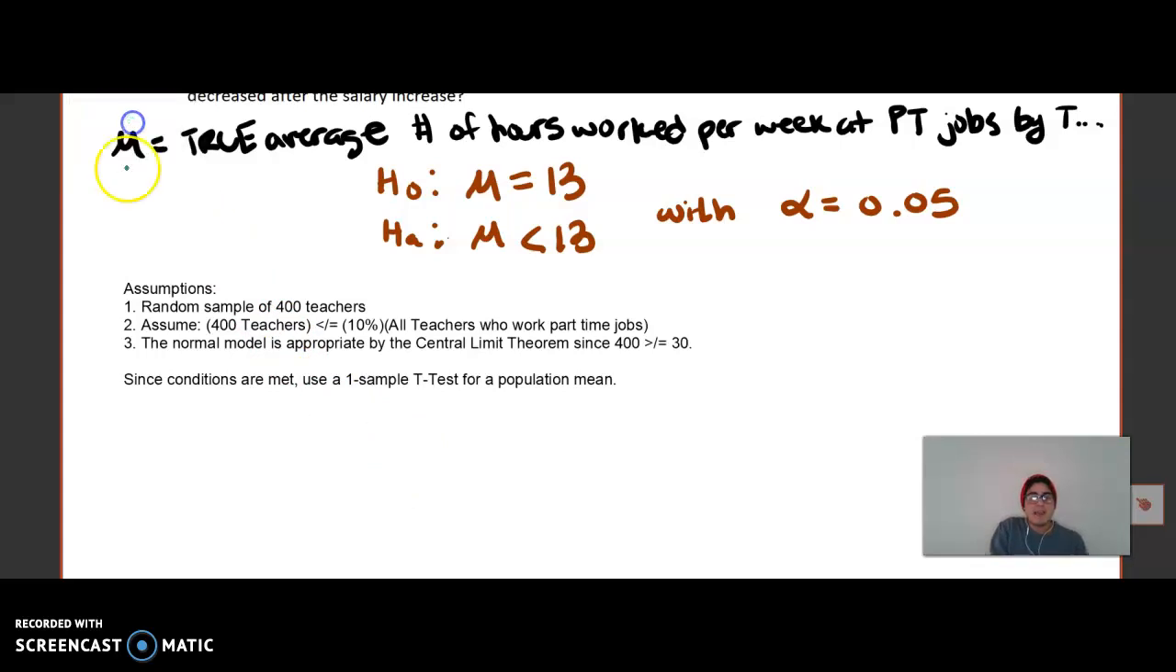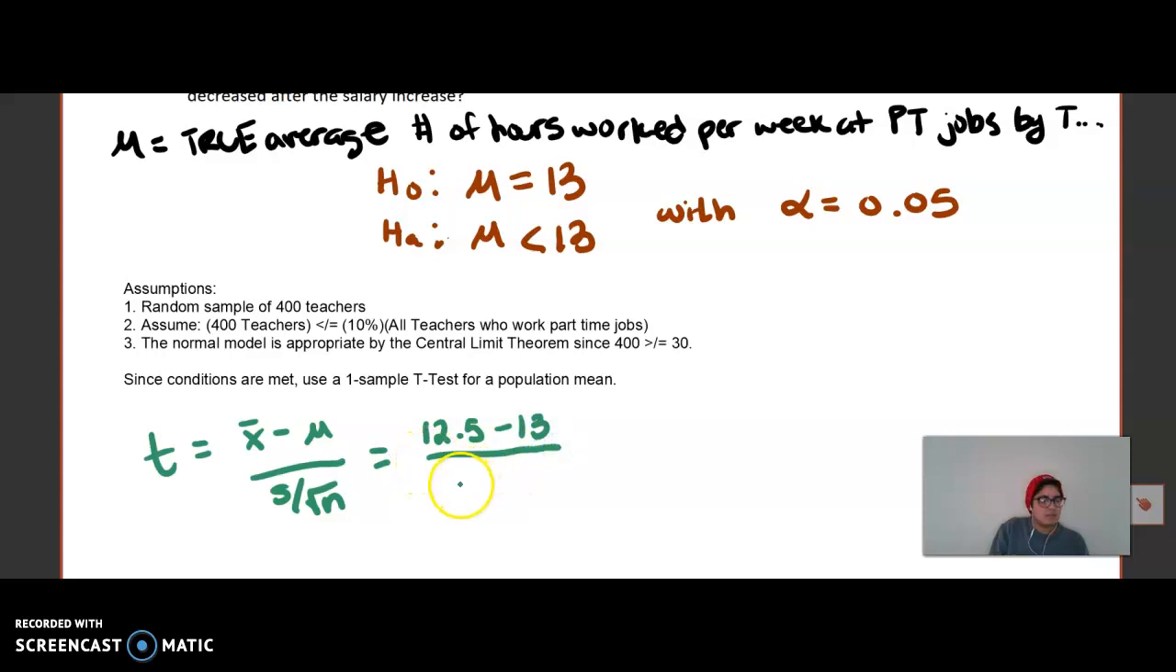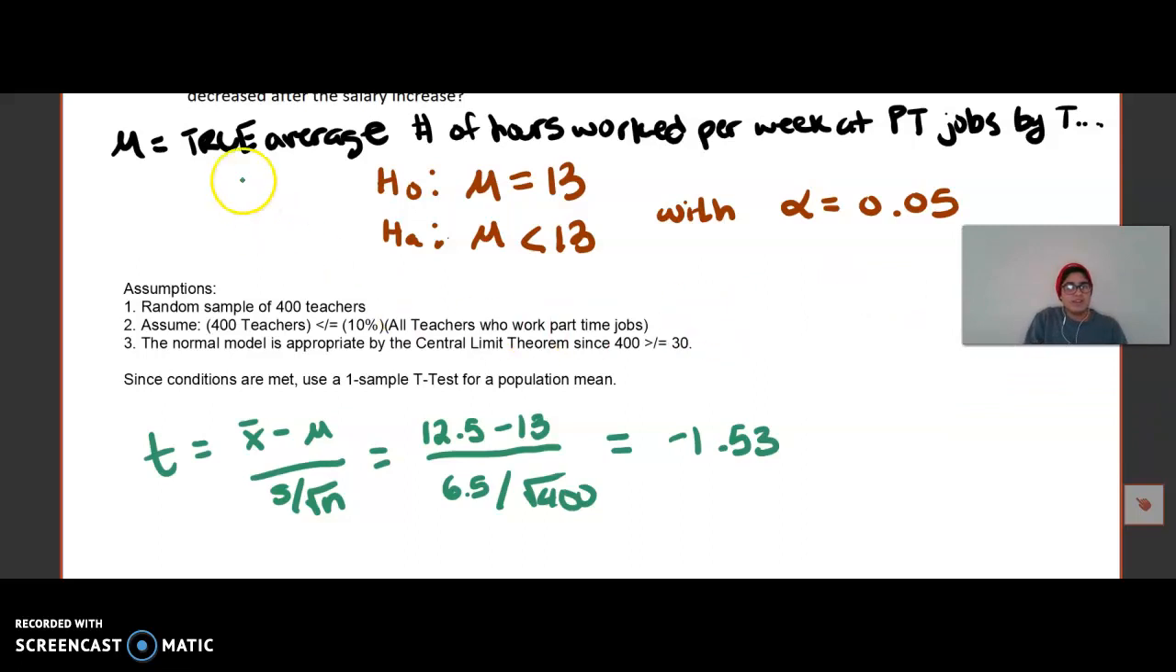And here is now where we do the math. And by math, I mean we just set it up in the calculator. We are going to check our x bar minus our mu over the standard error. So here our sample had an average of 12.5. We're seeing how far away that is from the claim, assuming a standard error of 6.5 divided by the square root of 400. If you type this into your calculator or do it by hand, you should get approximately negative 1.53.